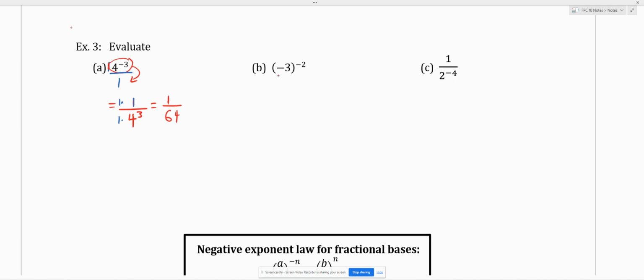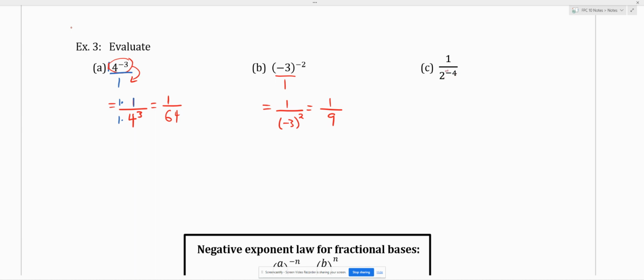Again, let's do the same thing here. Let's just put it over 1. And we're going to move the entire power to the bottom, and that will get rid of the negative exponent. And now we can deal with multiplication. So now I just have to multiply negative 3 times itself twice, which is positive 9. So our result is 1 over 9.